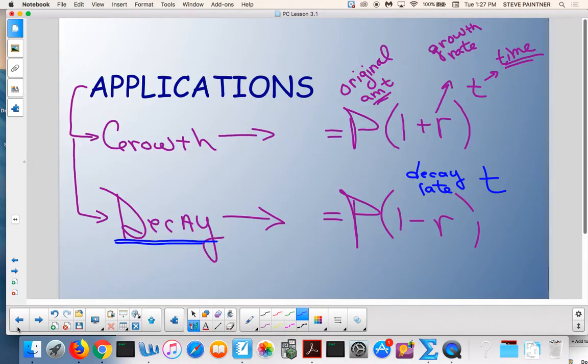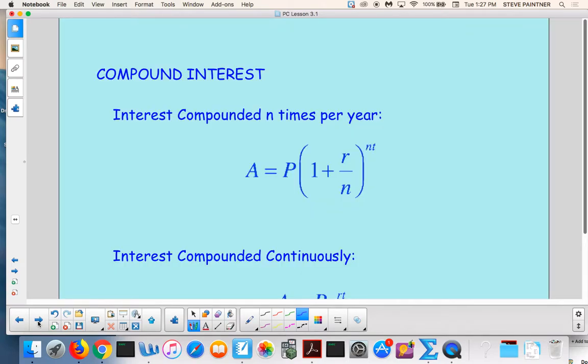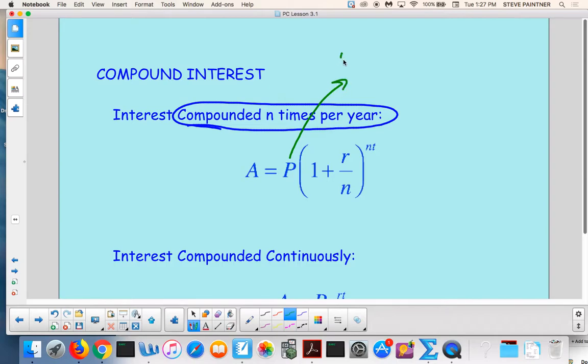But here's the deal. Go back here. No. Go here. Here it is. This is what I was talking about. This is compound interest, compounded n times per year. Okay. This is your ugly formula, and I'll put down what this stuff means now. Okay. P is the original what? Yeah, the original amount you invested.